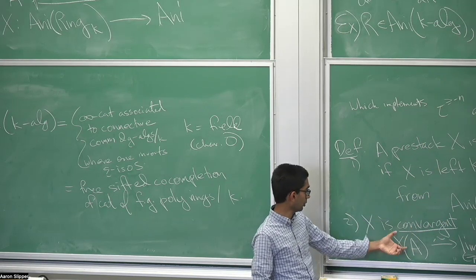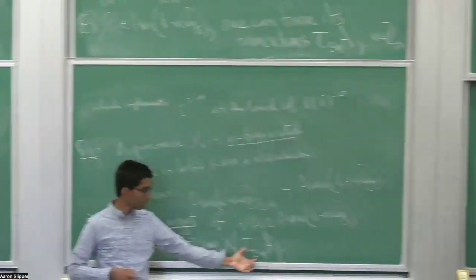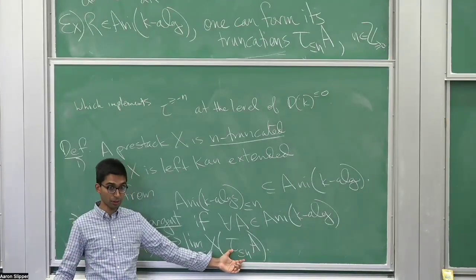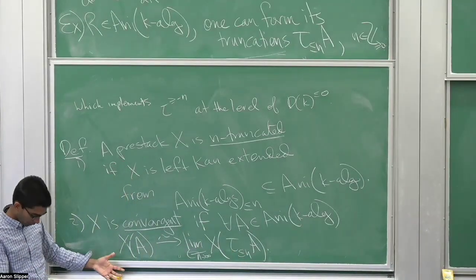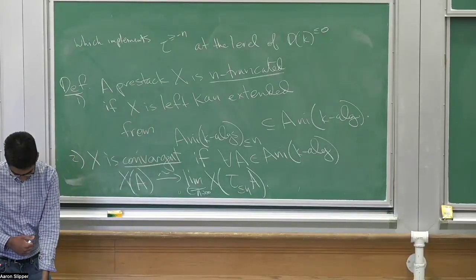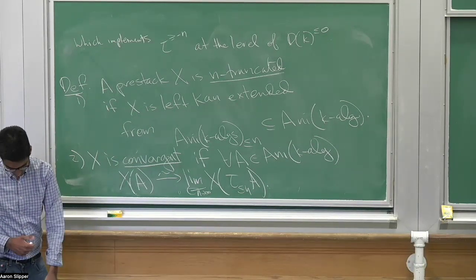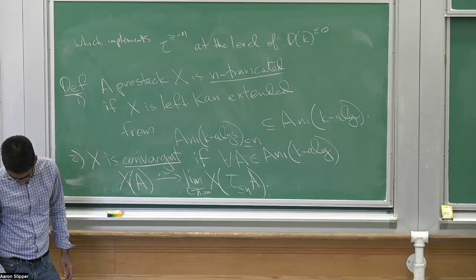This is useful because that just means that the value on an arbitrary animated ring is determined by the value on truncated animated rings. And you can try to approach the value on truncated animated rings by starting with classical rings and then doing some sort of deformation. So this is always going to be satisfied.